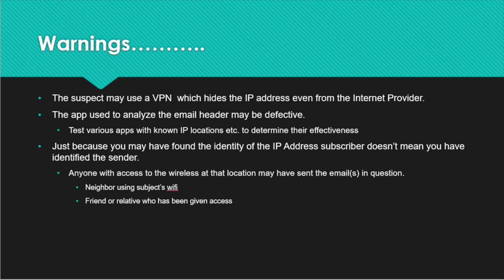And just because you may have identified who the subscriber is to that IP address does not mean that that's the person that sent the message. It could be anybody in this household who has access to the wireless. It could be a neighbor who somehow got access to his wireless, somebody, a friend or a relative who was over for a visit and sent a message while they were there. So it just gets you to the location where that IP address was used, but does not necessarily tell you that that was the person that sent it.